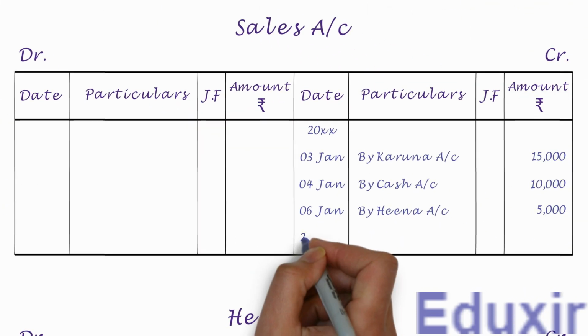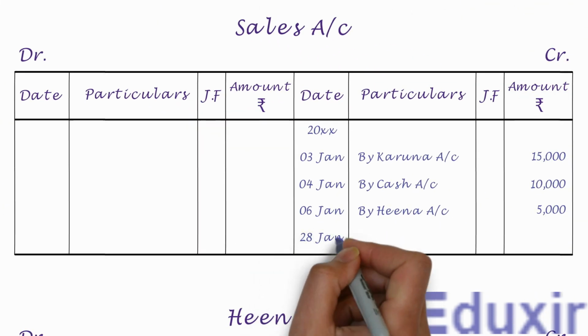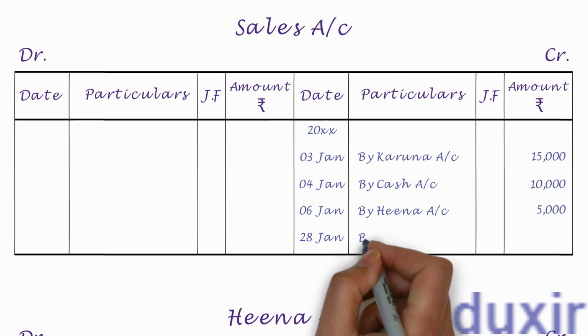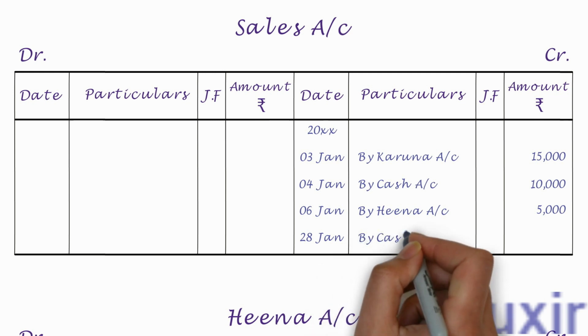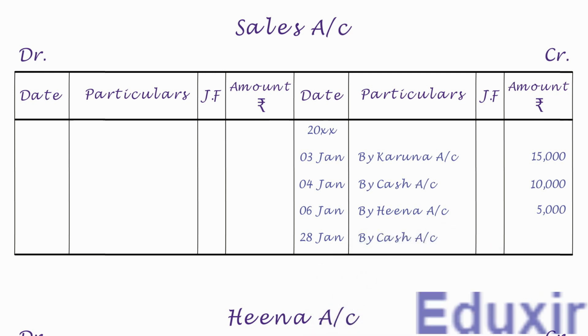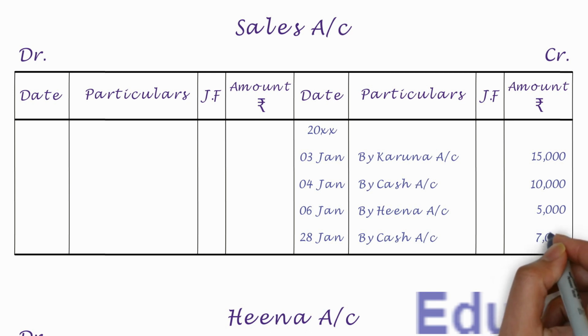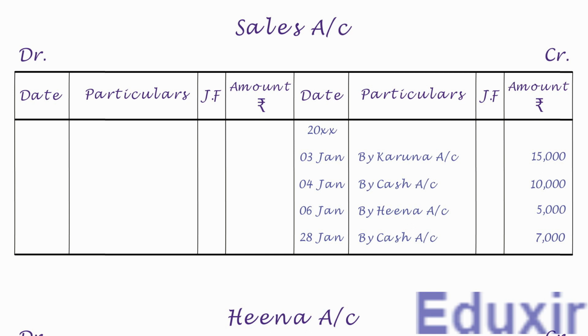Let us first write the date in the date column. We need to write by cash account into the particulars column. Let us write the credit amount of 7000 rupees into the amount column. With that, we have completed the posting of this journal entry into the sales account. Let us now take up the next entry.